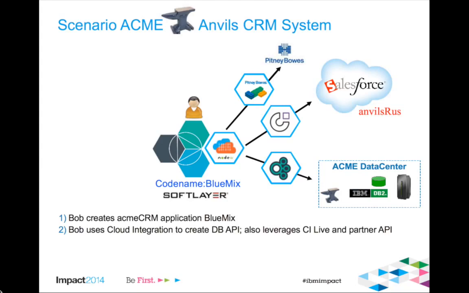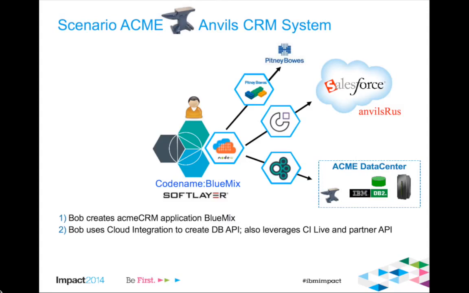Now first what we'll see is that Bob, the integration developer, will leverage multiple APIs of many services in building his application. The cloud code will leverage the cloud integration service to interact with that backing database, and will also make use of Cast Iron Live to interact with the CRM system of Anvils R Us, a company that has been recently acquired by Acme Anvils.